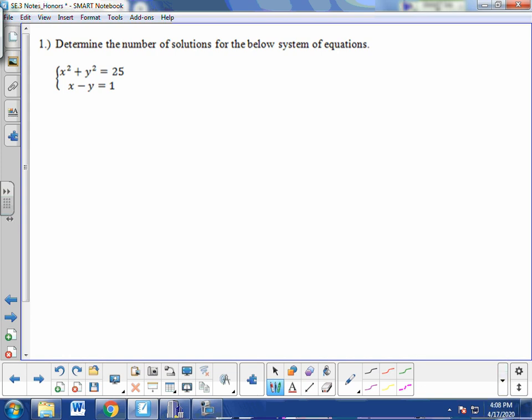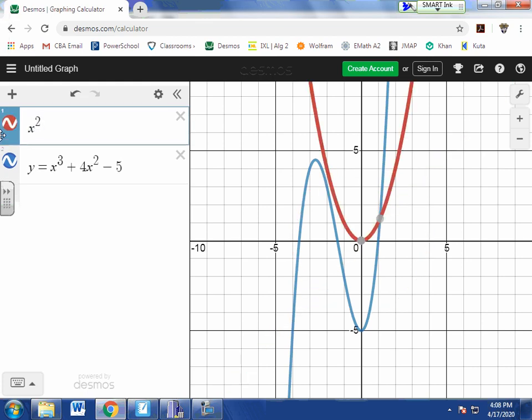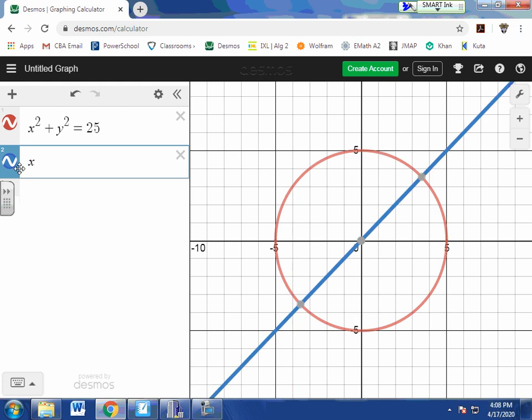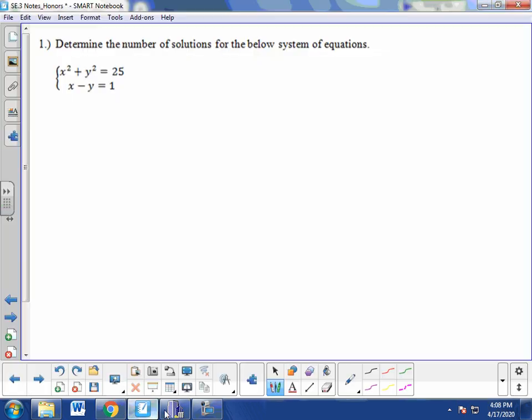So if you have Desmos at your disposal, it's pretty quick to type these in. You can type in the format of the equation exactly as they are written. So I think that was x squared plus y squared equals 25, and then x minus, or sorry, x minus y equals 1. And we can see that there's going to be two solutions. Now, Desmos is not always going to be available to you. So if you have a graphing calculator, you can still take a look at the graphs here and come up with the same answer, that there's going to be two solutions here.